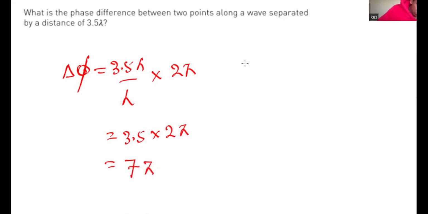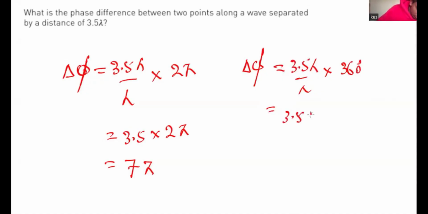We can find it in degrees also. 3.5 lambda over lambda times 360. Then 3.5 times 360.